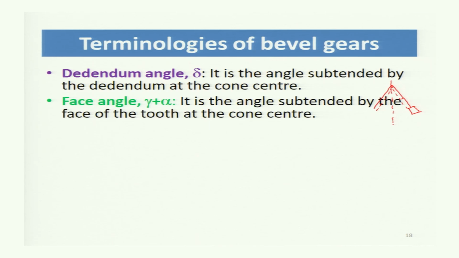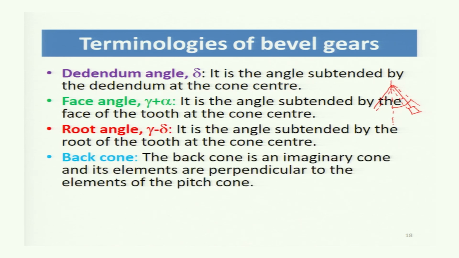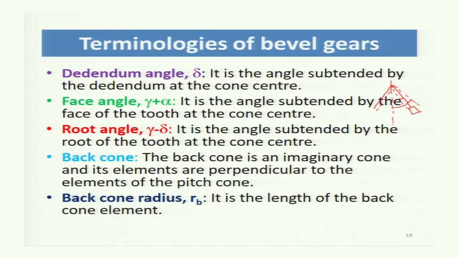Then face angle: gamma plus alpha is called the face angle. Gamma is the pitch angle and alpha is the addendum angle. This one is called the face angle. Then root angle: pitch angle minus dedendum angle is called the root angle. Then back cone: the back cone is an imaginary cone whose elements are perpendicular to the elements of the pitch cone. Back cone radius RB is the length of the back cone element.